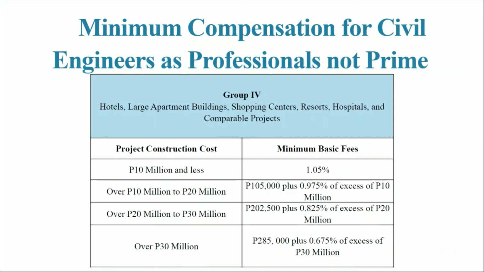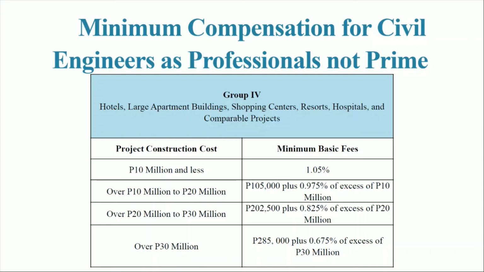So here we have the minimum compensation for civil engineers as professionals, but not prime. It could mean that they are entry-level engineers or fresh graduates, or don't have enough experience yet to be called prime professionals. So this is group 4. This could include hotels, large apartment buildings, shopping centers, resorts, hospitals, and comparable projects. So respectively of the construction project cost, our minimum basic fee would only be 1.05%.